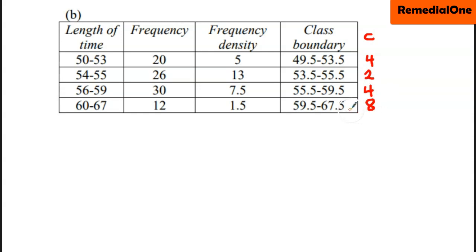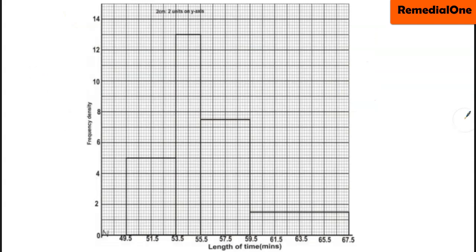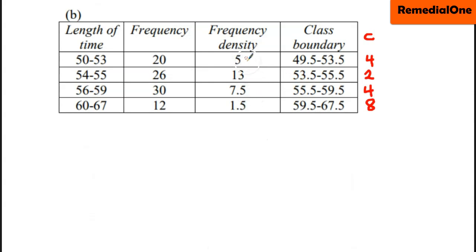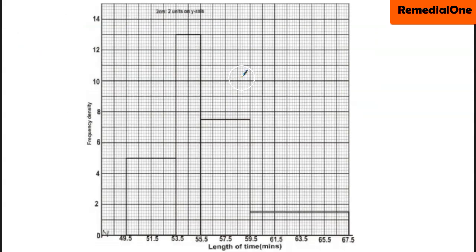Now how do we plot the histogram? Bear in mind that the class sizes are not the same. So we have an unequal class interval. And with this, we need to use the frequency density to plot the graph. Okay, so let's go to the graph. So this is the graph. Now, looking at our data here, that's the frequency density. The highest value is 13 and the least value is 1.5. So what will be the appropriate scale? The appropriate scale will be 2 centimeters to 2 units on the y-axis.